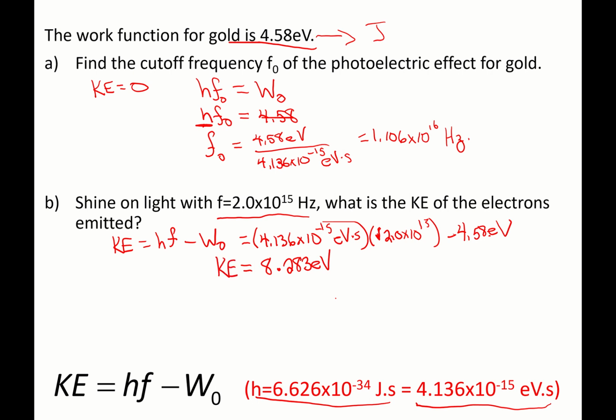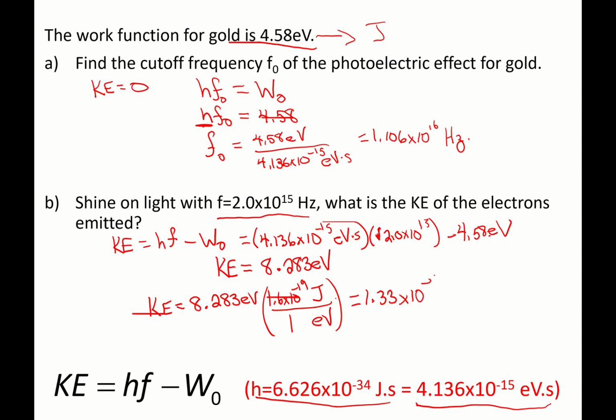If I want to put that kinetic energy into joules, I can do a conversion in joules. We'll go the opposite way to what we did for the other one, so let me just show you. So I want to get rid of the eV and go to joules. So I write my fraction up the opposite way to what I did for the previous example. So I get 1.33 times 10 to the minus 18 joules for the kinetic energy of the material.